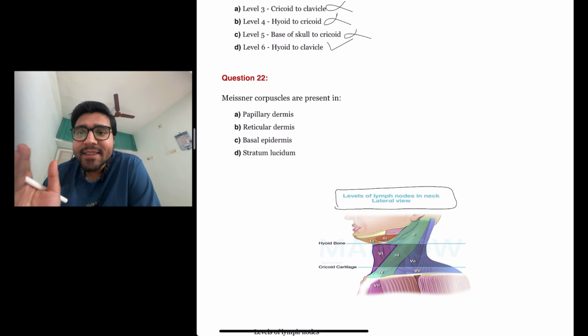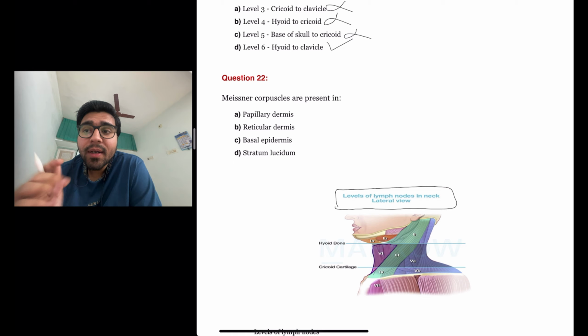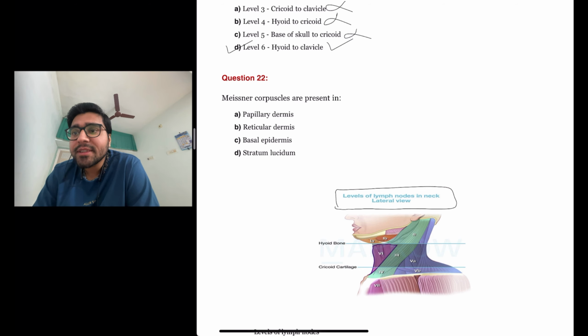To answer this kind of question correctly and effectively, we must know all the anatomical boundaries and figures by heart. Then only can we read the options, and then only this kind of question becomes a cakewalk for us. Move on to the next question. Meissner's corpuscles are present in, a straightforward and factual question. The answer is papillary dermis.